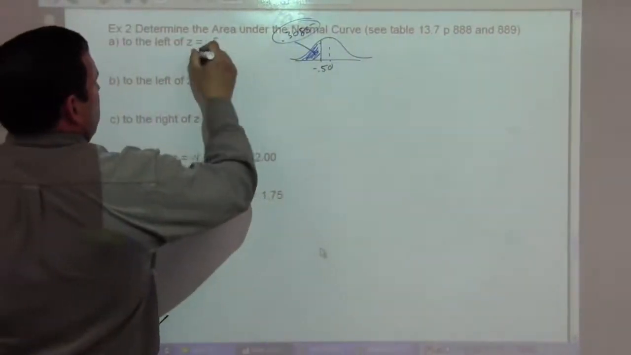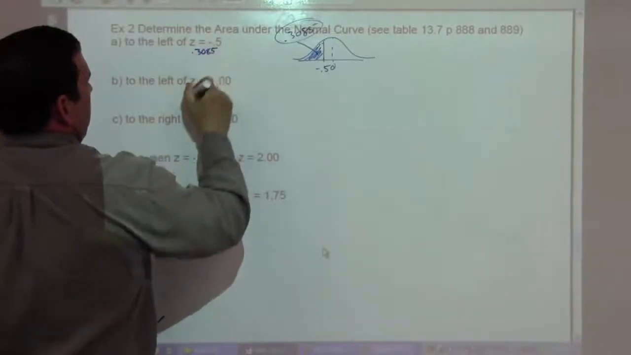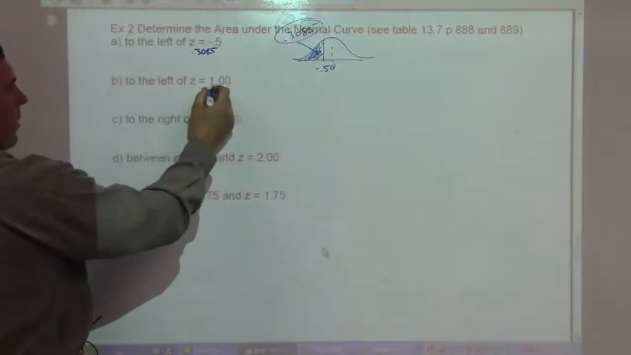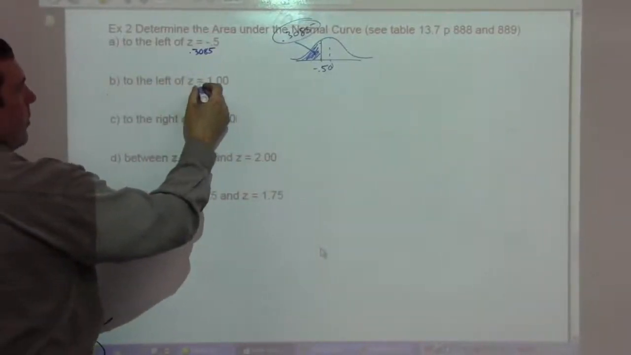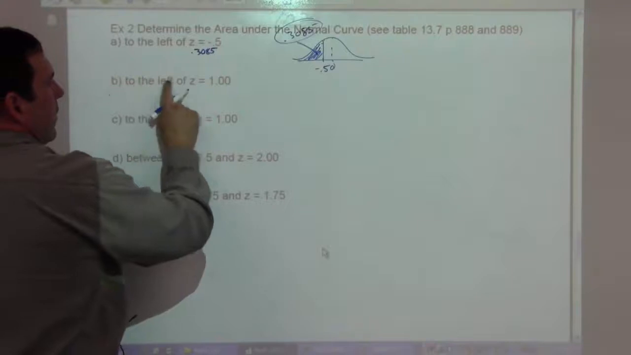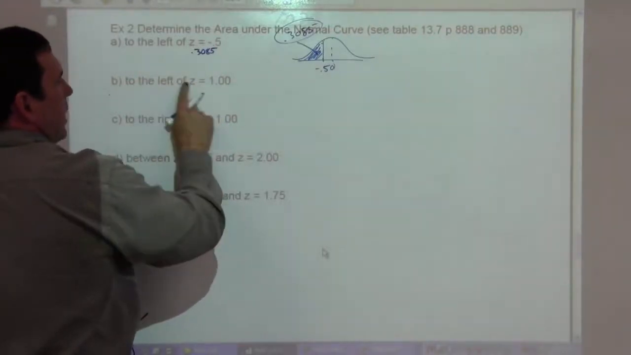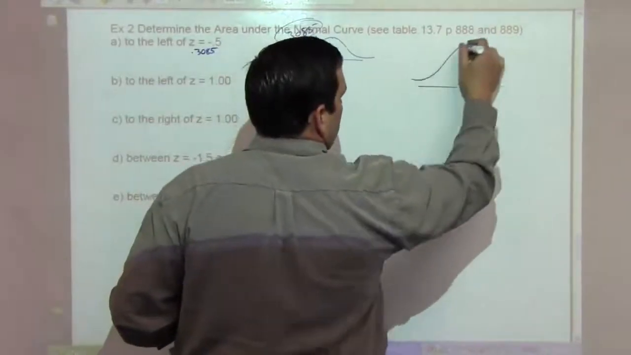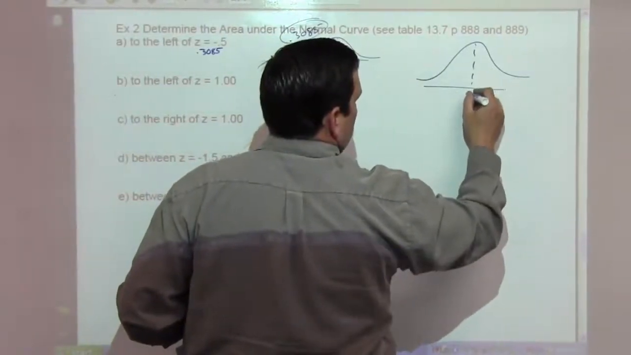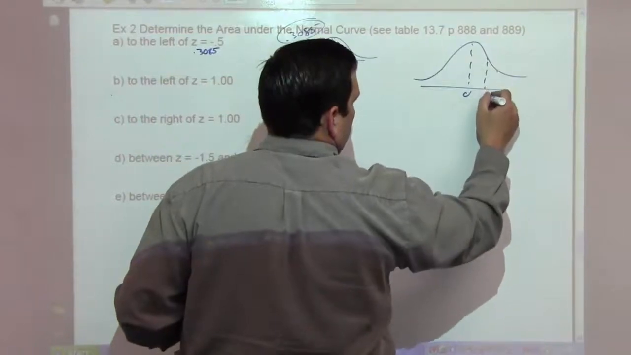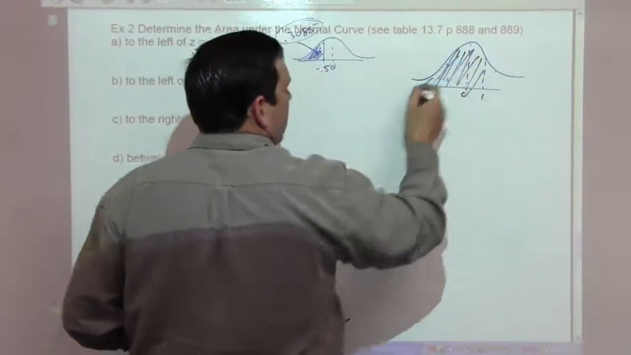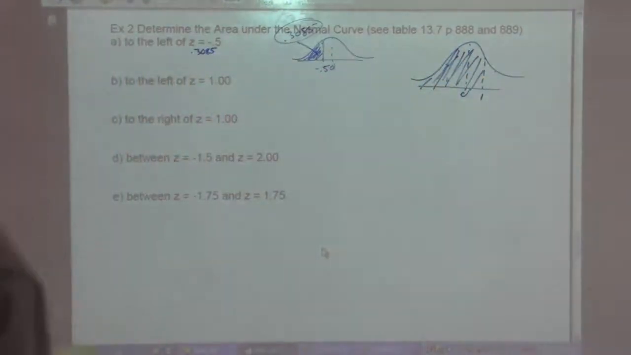So that was 0.3085. Now I'm going to need to erase this so it's not going to confuse what's in the book when I look at it through the document projector. The next one is to the left of z equals 1. So here we're talking about this curve. Here's 0, so here's 1. We're talking about this region here. What's the area of the region to the left of 1.00? Let's find out.